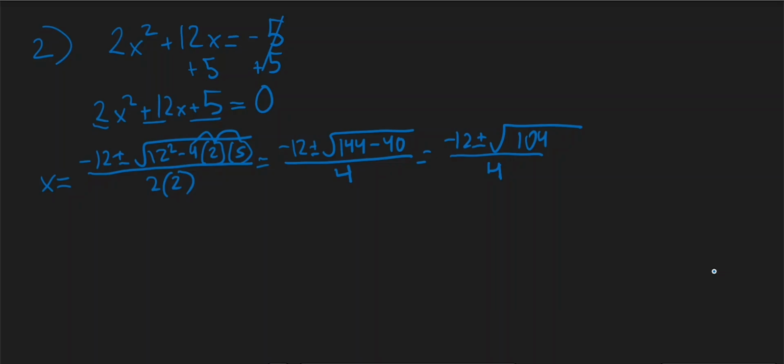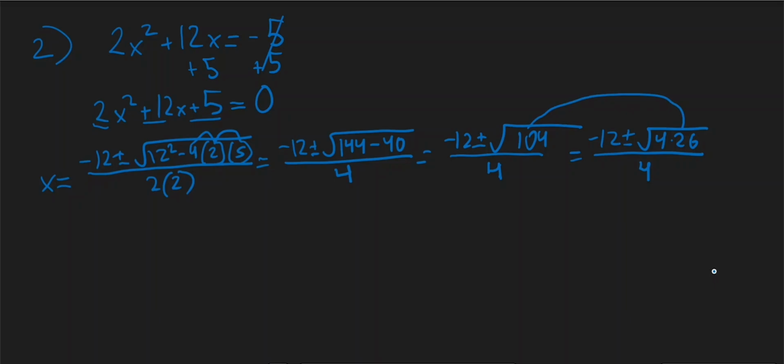104 is divisible by the perfect square of 4, right? So we have negative 12 plus or minus the square root of 104, which is 4 times 26. All right, so again, we broke up 104 into 4 times 26 because 4 is a perfect square quantity and it's a factor of 104.